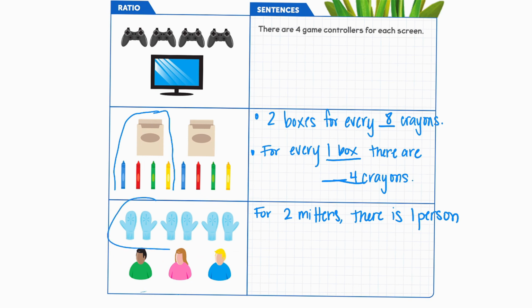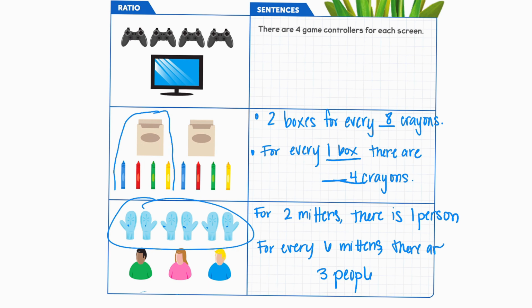So we can look here. We have 1, 2, 3, 4, 5, 6. For every 6 mittens, there are 3 people. And I'm just trying to write this quickly, so I apologize for the messiness. But now that we've gotten to think about ratios with pictures, we're going to go ahead and look at ratios as numbers.